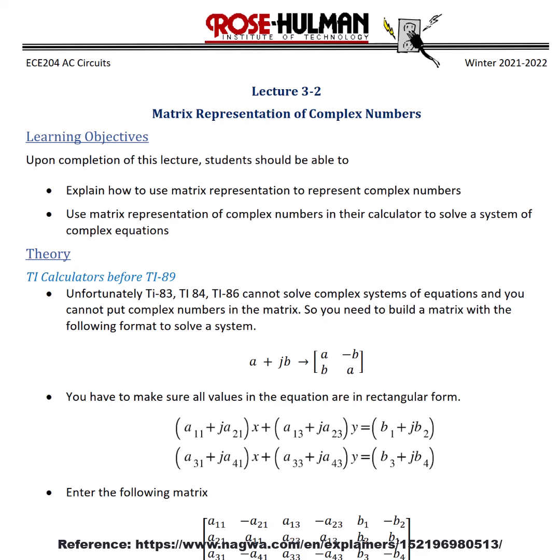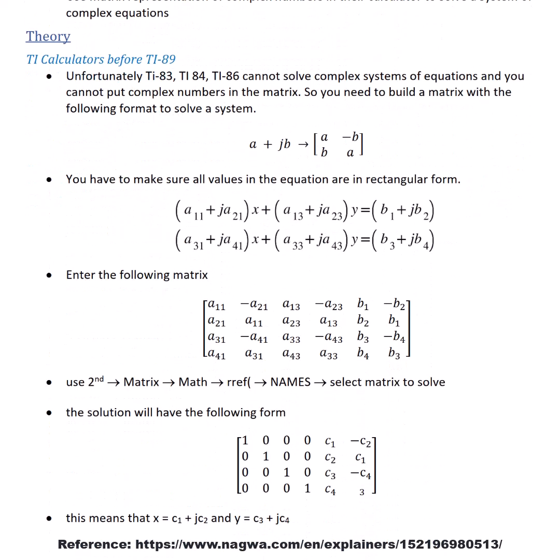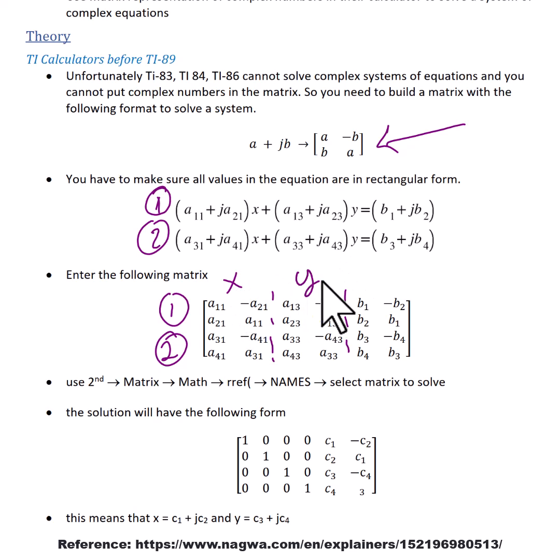So now we're going to enter this system of equations in our matrix. Thinking about the way that we represent a complex number as shown here, the first two rows are going to be for equation 1, and the second two rows are going to be for equation 2. Looking at the columns, the coefficients on the x term are the first two columns, the coefficients on the y terms are the second two columns, and then the constants are the last two columns.